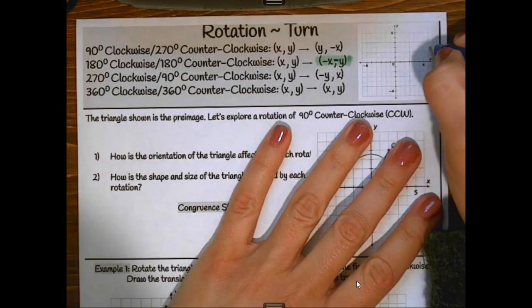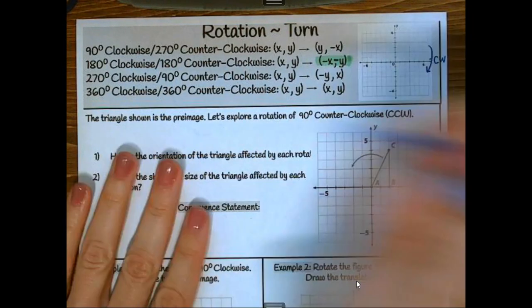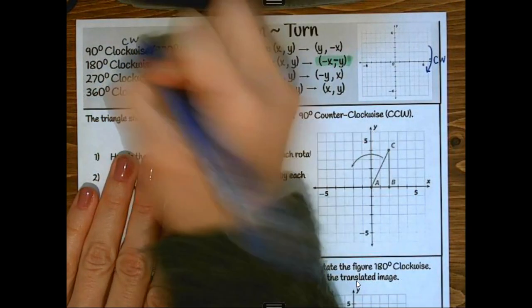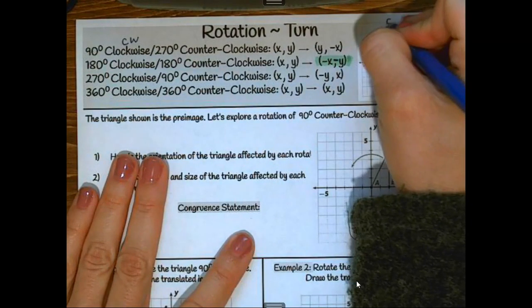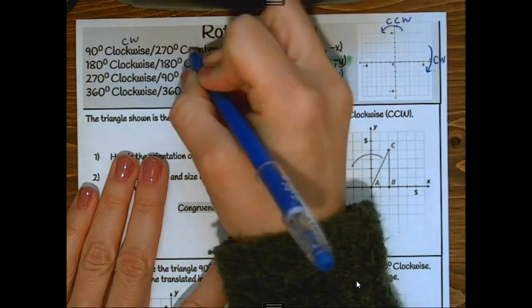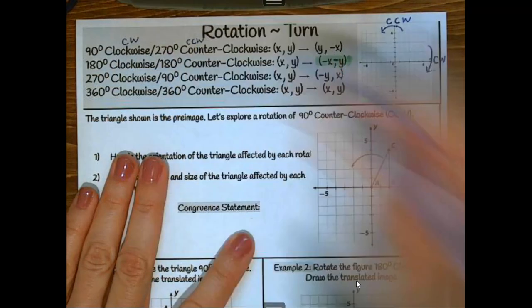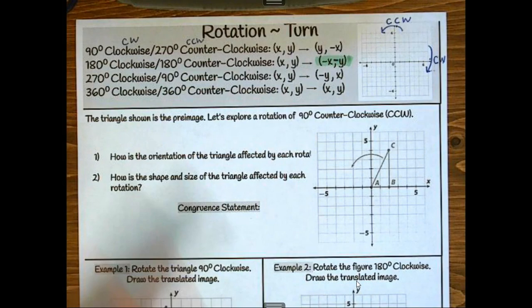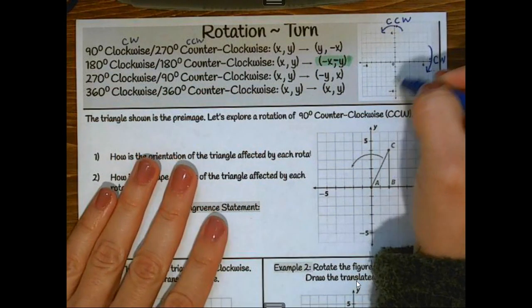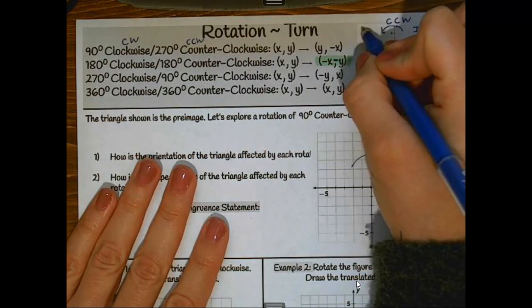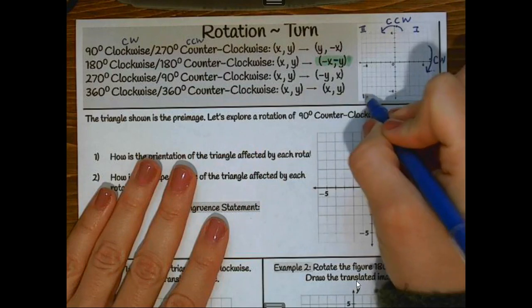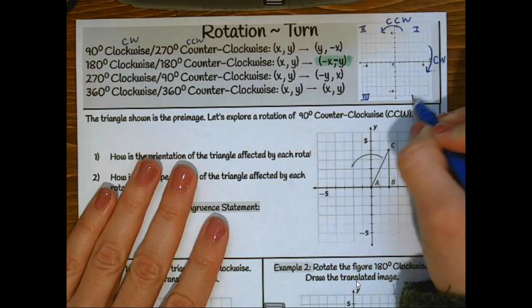So going in this direction is what we call clockwise. So that's here, clockwise. Going in the opposite direction is going to be counterclockwise. All right, so each quadrant is worth 90 degrees. So let's say we're starting in quadrant 1. Here's quadrant 2, here's quadrant 3, and then here's quadrant 4.